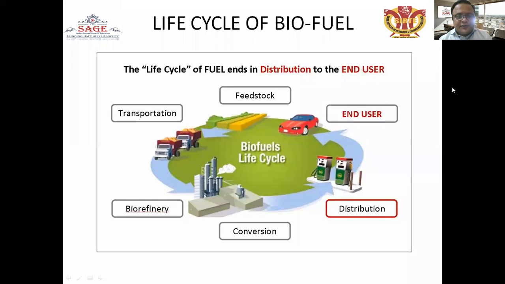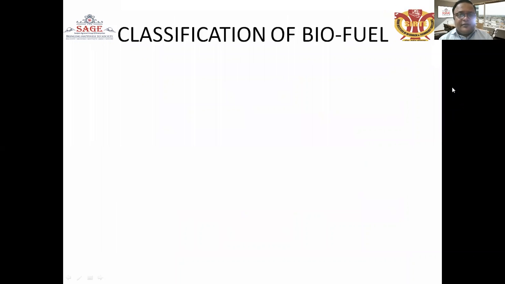The biofuel life cycle consists of a number of stages: transportation, biorefinery, conversion, distribution, end user, and the feedstock. The feedstock comes from the raw material.